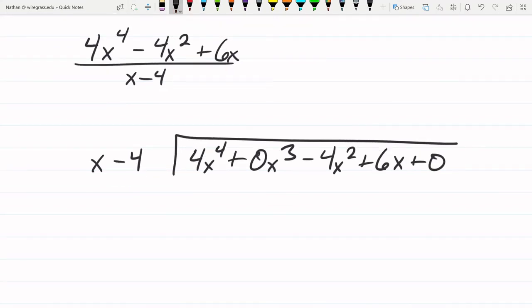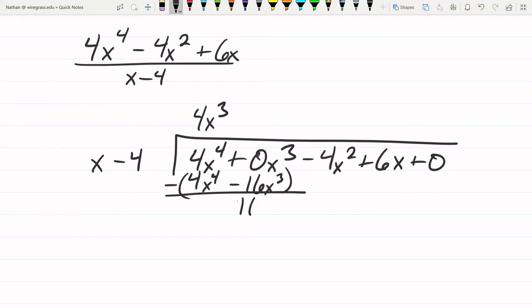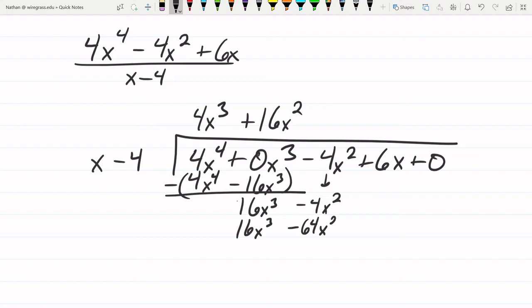So first off, 4x to the 4th power divided by x is 4x cubed. Multiplying it through gives us 4x to the 4th. 4x cubed times negative 4 is negative 16x cubed. And subtract. It gives us just a positive 16x cubed. Bring on the next term and continue. 16x cubed divided by x is 16x squared. 16x squared times x is 16x cubed. Times negative 4 is going to be negative 64x squared.